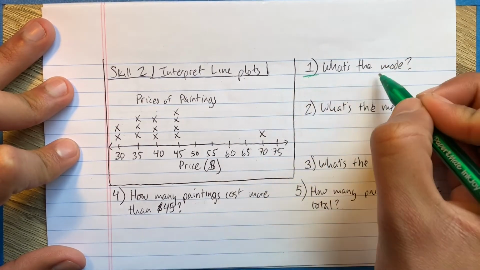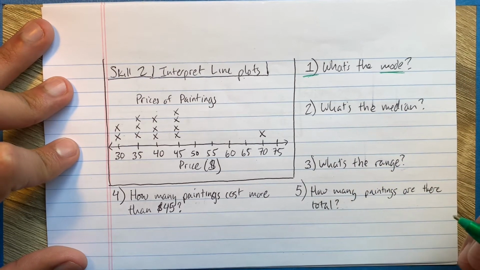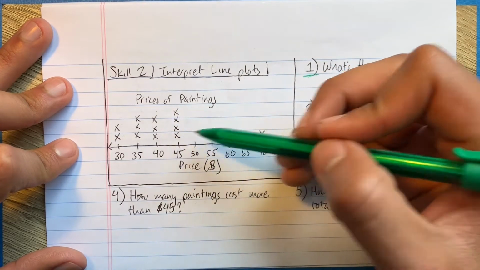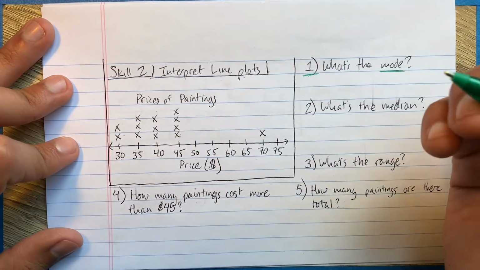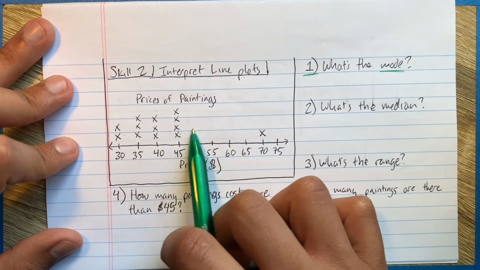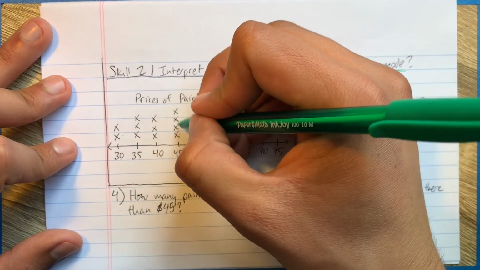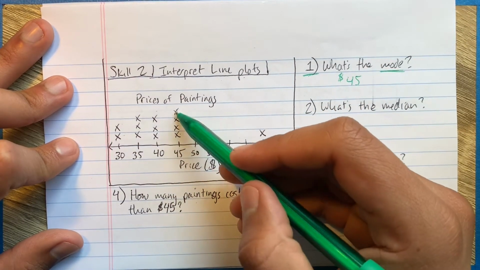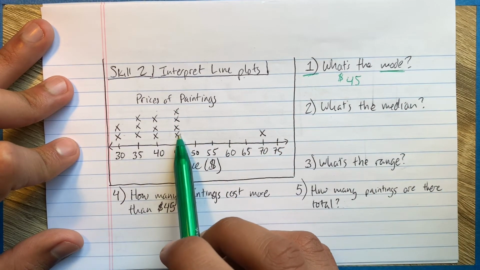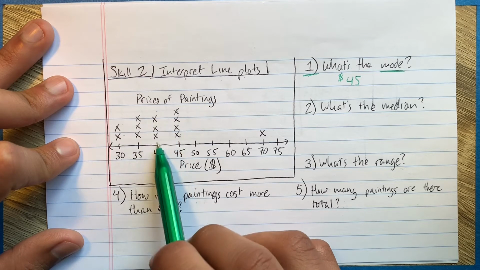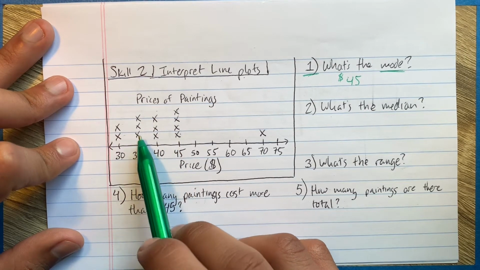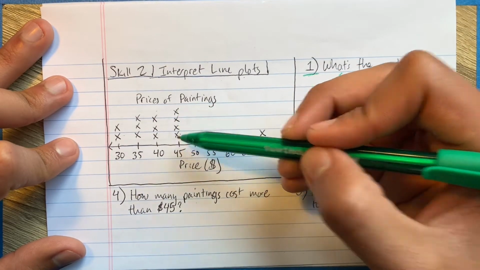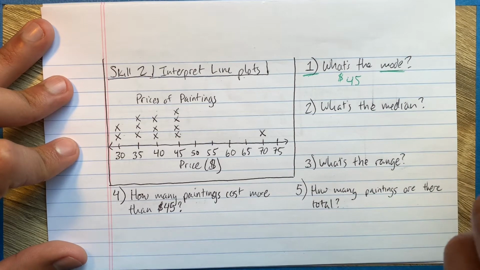The first question we're going to answer is, what is the mode? And if you remember back to last week, the mode is simply the number that shows up the most. In this case, it's going to be the highest peak here. It's going to be the column with the most number of x's. And as we look at our graph, it's very obvious and very clear that 45 is our mode. That is the mode cost, because 4 paintings cost $45, which is more than any other cost. Only 3 cost 40, only 3 cost 35. Remember, the mode is the one that has the most number of x's, or the most number of occurrences.